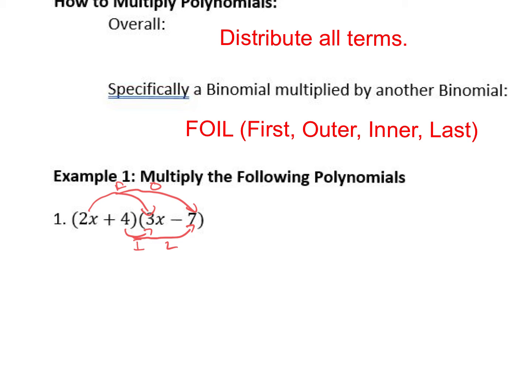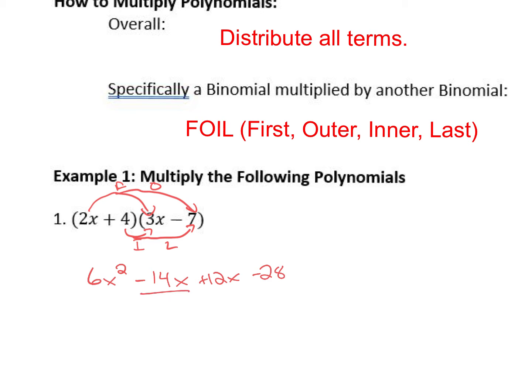As we do this FOIL method, we want to make sure we actually multiply. So 2x times 3x is going to be 6x squared. 2x times negative 7, well, 2 times 7 is negative 14x. Your inner terms would be 4 times 3, which is going to be a plus 12x. And your last terms are 4 times negative 7, which makes that negative 28.